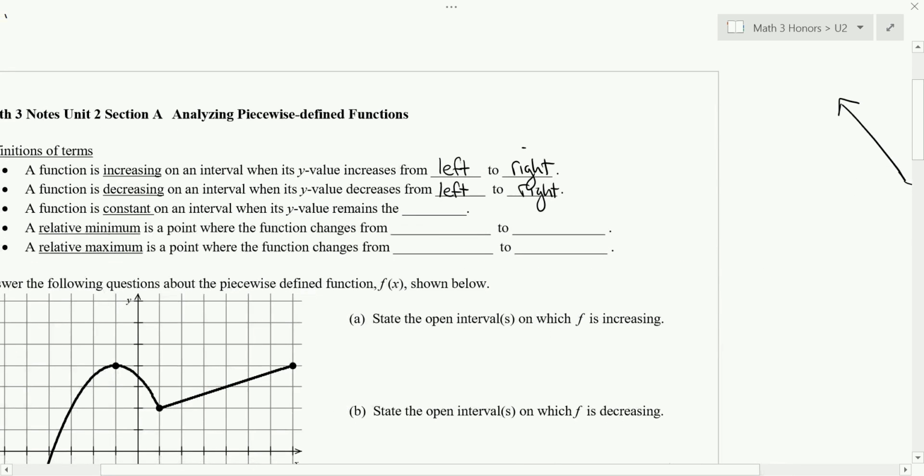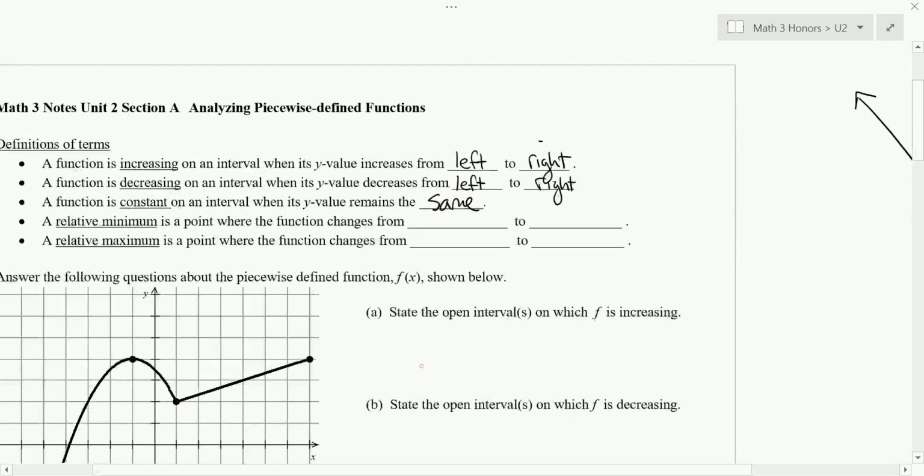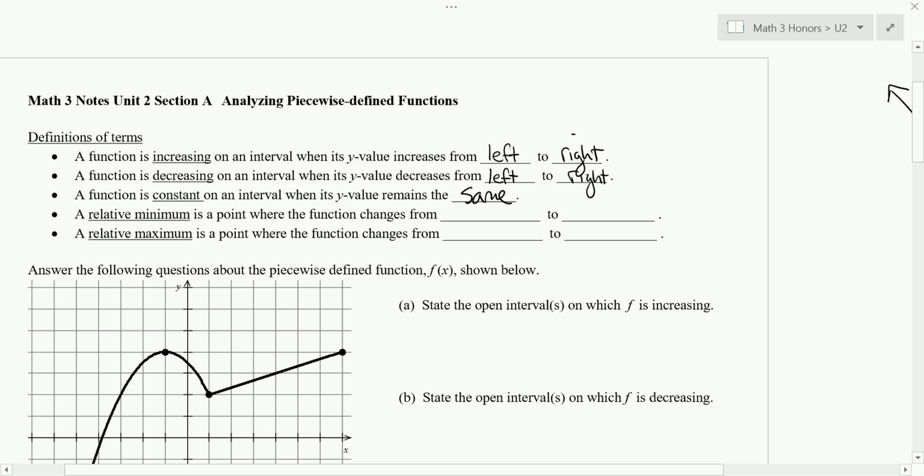A function is constant on an interval when its y value remains the same. A relative minimum is a point where the function changes from decreasing to increasing. And a relative maximum is a point where the function changes from increasing to decreasing.